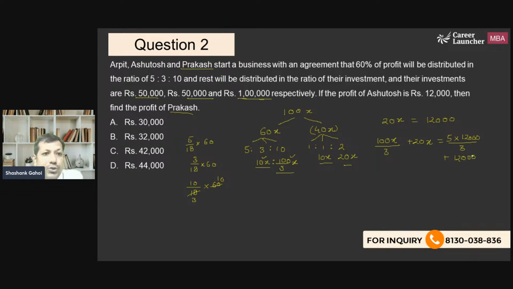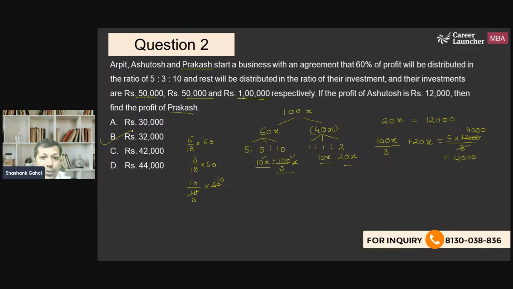So जो प्रकाश का total profit होगा वो इतना होगा. So this is going to be how much? It is going to be 4,000. So 4,000 into 5 is 20,000 plus 12,000. So that comes out to be 32,000. So see the answer इसका आ जाएगा. That is option B, 32,000.